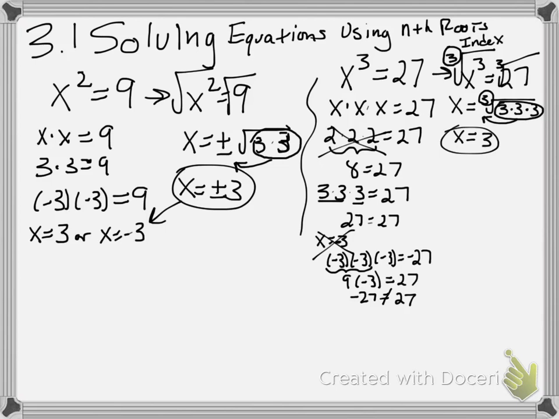Now notice, I don't need to use a plus or minus sign when I'm using an odd root, because it doesn't make sense. I can't have the product of these three negative factors turn out to be positive. It's going to remain negative. So the only answer is x equals 3. Let me show you one other example here.